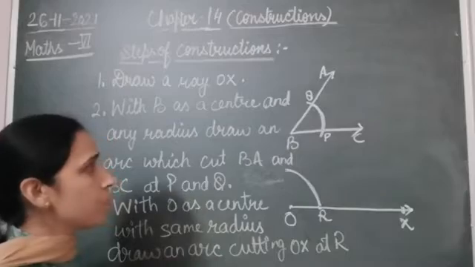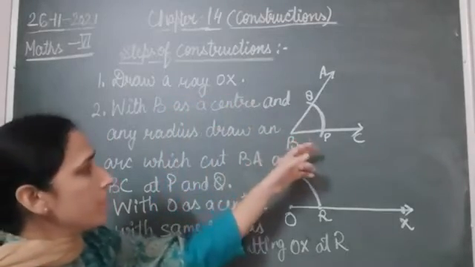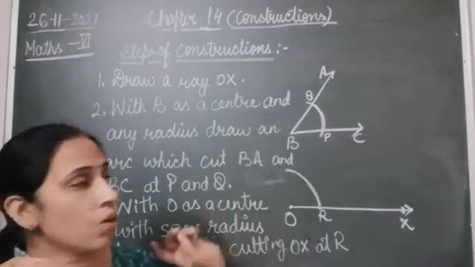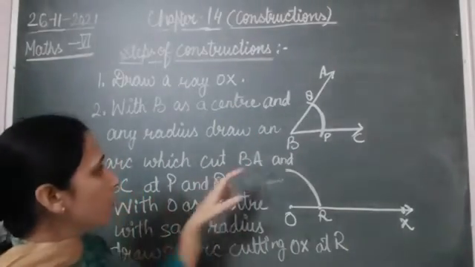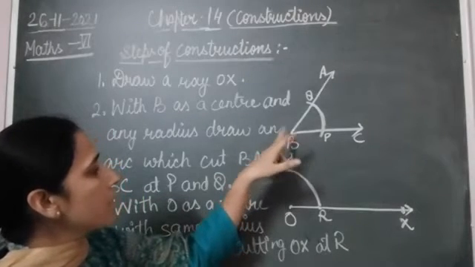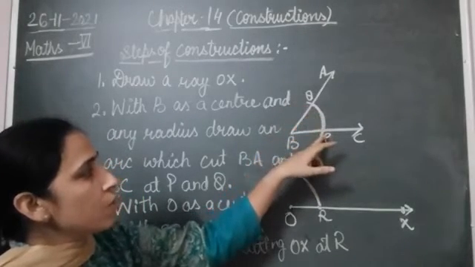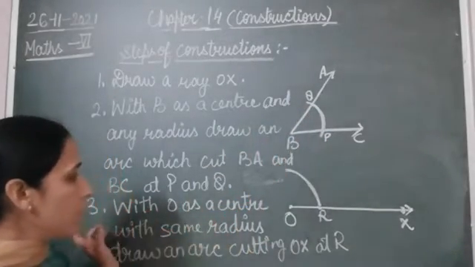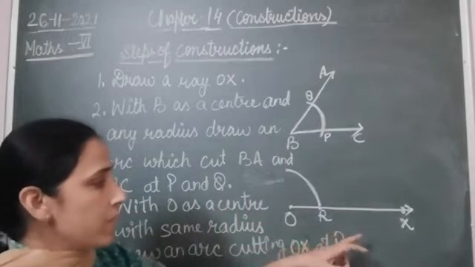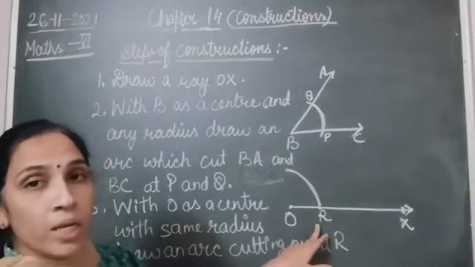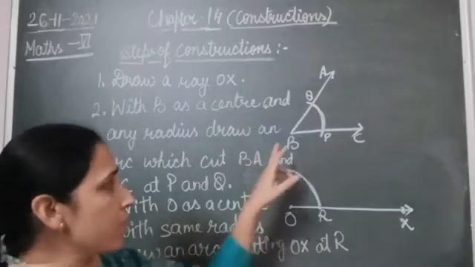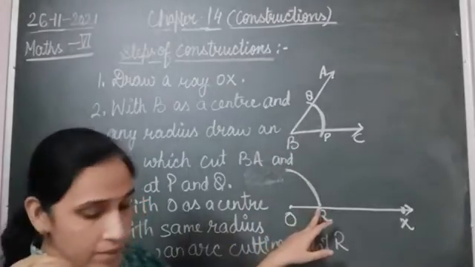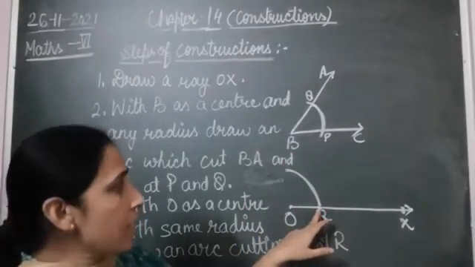Now there are three steps of construction. First, draw a ray OX, to draw the same angle as the given angle. Then with B as the center and any radius, draw an arc cutting BA and BC at P and Q. Then on OX, draw an arc meeting OX at R with the same radius. What radius have we taken in this case? Same. Then with R as a center and radius PQ.